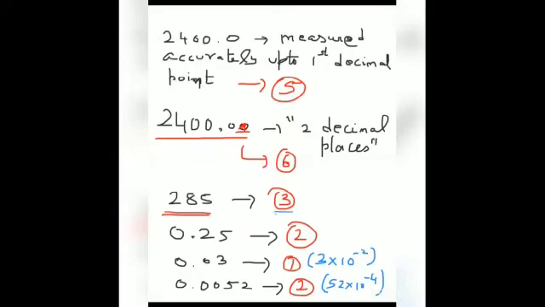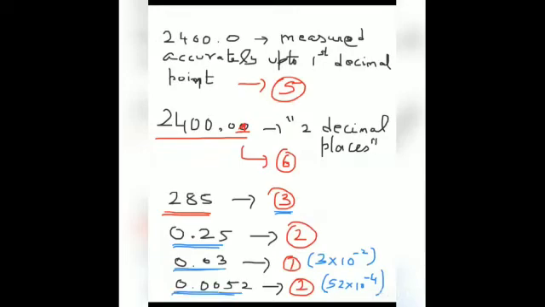0.25, if you write, there are 2 significant figures. Zeros preceding the first non-zero digit are non-significant. It indicates the position of the decimal point. For example, if you write 0.03, it has only 1 significant figure. And if you take the example of 0.0052, it has 2 significant figures.